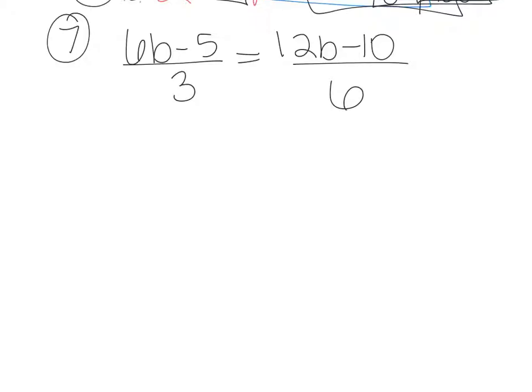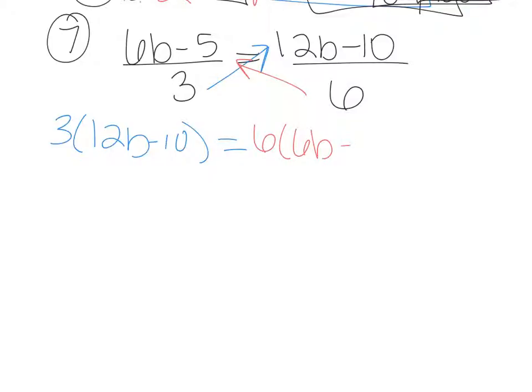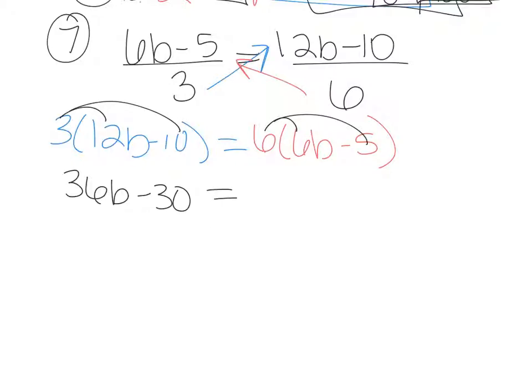Okay, I see a couple people with the right answer. A lot of people are doing the first thing correct and then getting stuck. We're going to take 3 times the quantity 12b - 10. That's equal to 6 times the quantity 6b - 5. Now when you distribute, on the left-hand side, we get 36b - 30. And on the right-hand side, when I distribute that 6, I get 36b - 30.